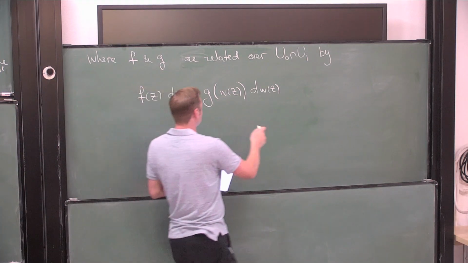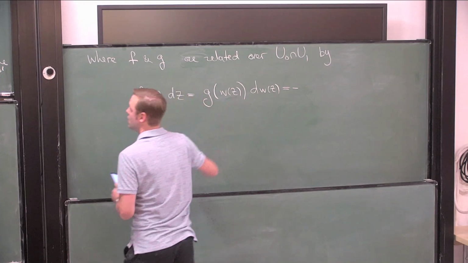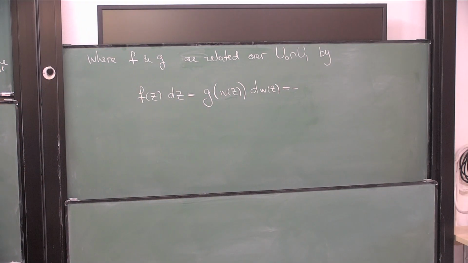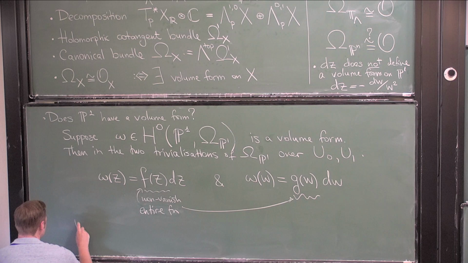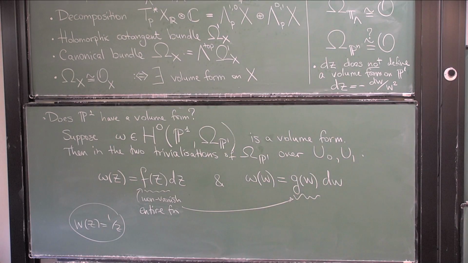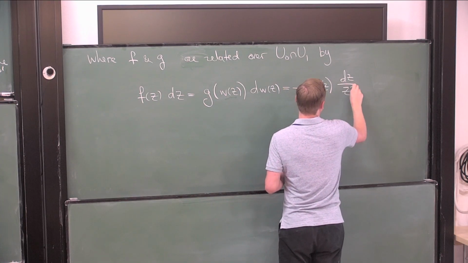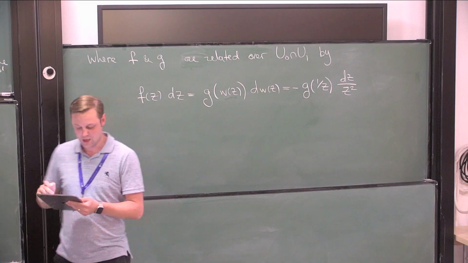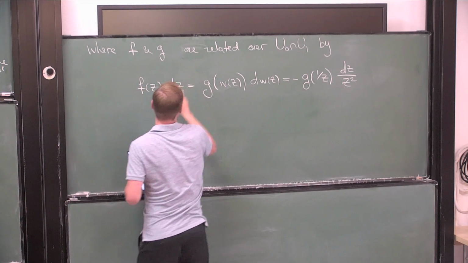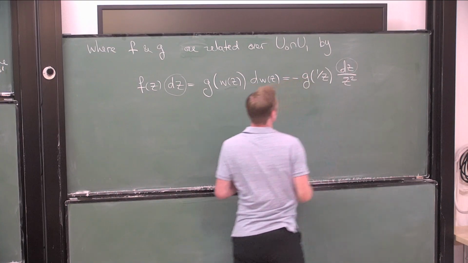So we must have this equality, and therefore, if I just substitute what I know, we have this transition function w of z is 1 over z. That's the transition function. If I just use this, we have minus g of 1 over z dz over z squared.